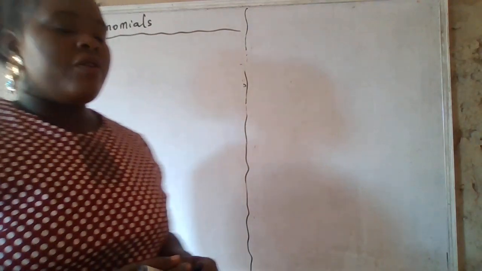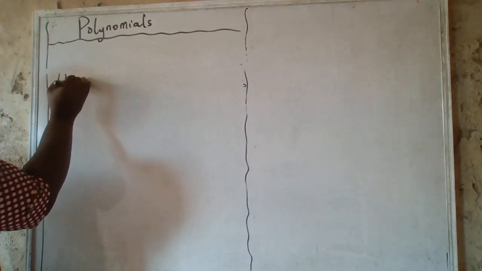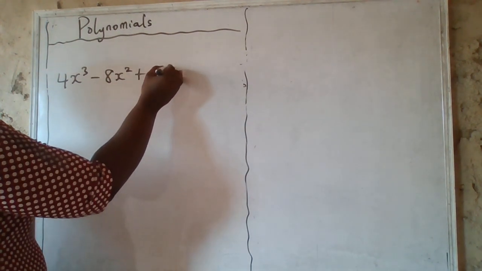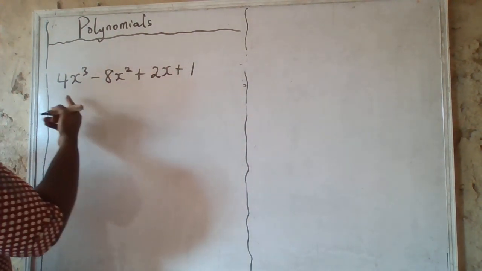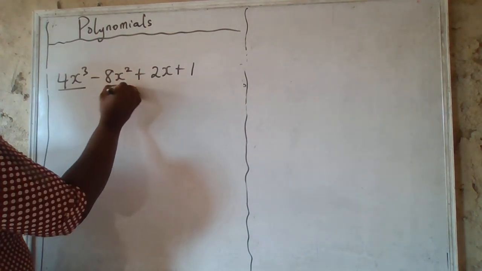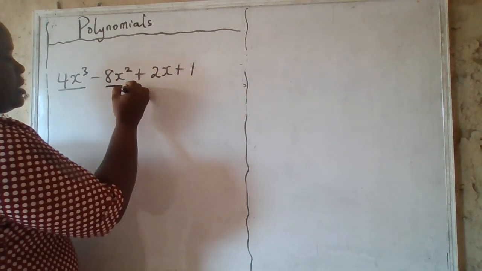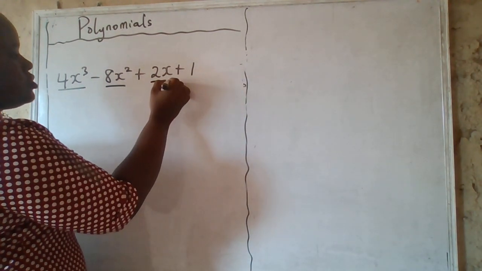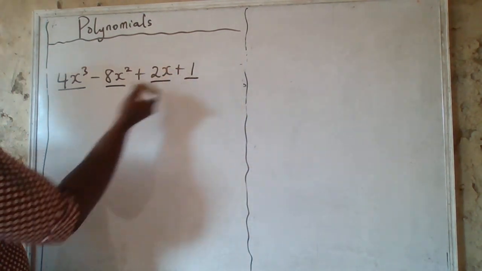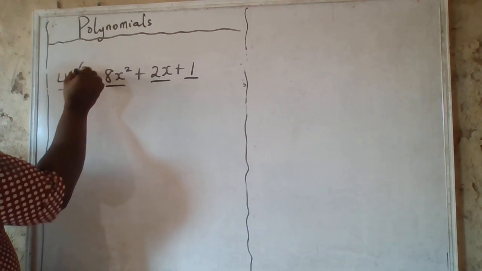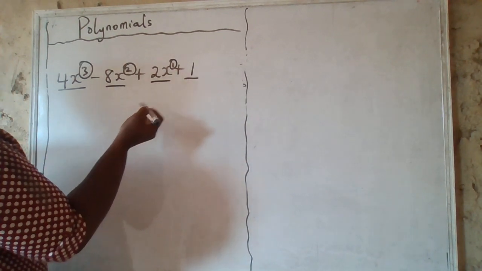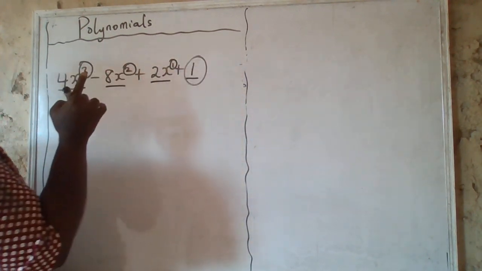Now let's continue. For example, if we have 4x cubed minus 8x squared plus 2x plus 1, the terms are 4x cubed, minus 8x squared, plus 2x, and these are the terms. And if you watch, the powers are positive. This is raised to power 1. And the constant term is 1.